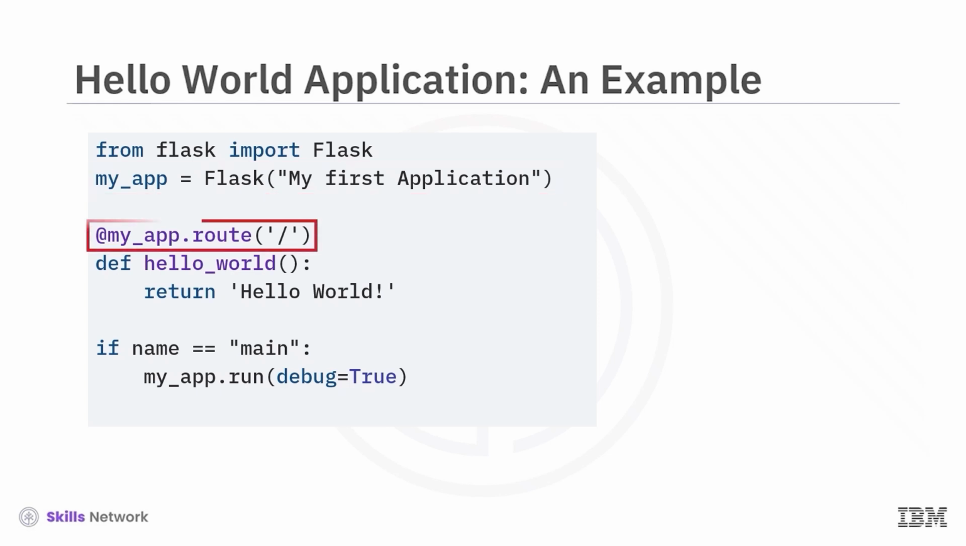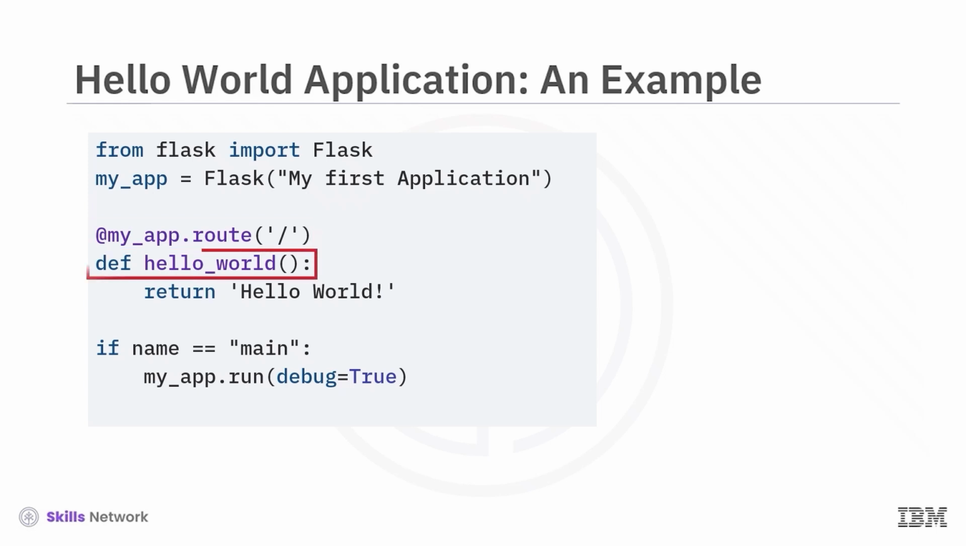Step 4. Define the root and the method that will be invoked when this root is accessed. For example, enter @myapp.root open round bracket single quote slash single quote close round bracket. Notice in this example, neither GET nor POST have been specified. When you do not specify a request, by default, GET is requested. Therefore, in the example, the endpoint will now be able to serve GET requests to the root.